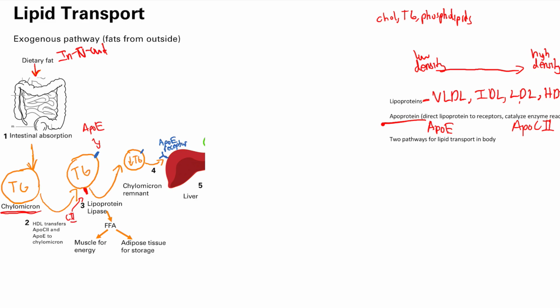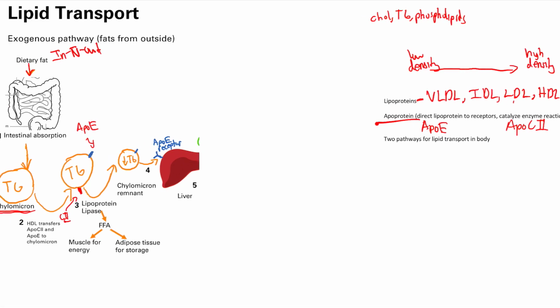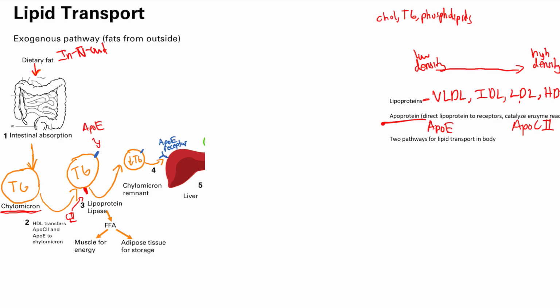Okay. So now C2, remember we said C2 is important for catalyzing enzymatic reactions. Well, the enzyme it's important for is lipoprotein lipase. So lipoprotein lipase breaks down triglycerides. It's going to turn that triglyceride into a free fatty acid. And we see lipoprotein lipase on the surface of adipose and muscle tissue. So when it breaks it down, you're going to get that free fatty acid. It's going to be taken in by the muscle for energy and the adipose tissue for storage.